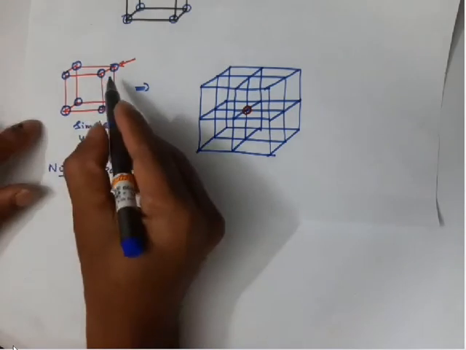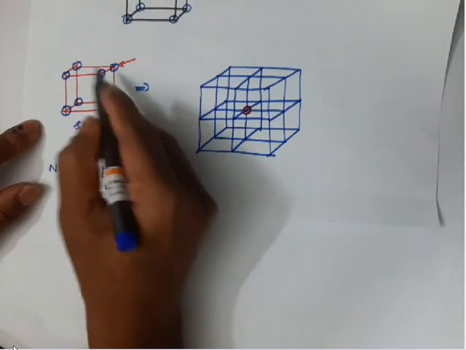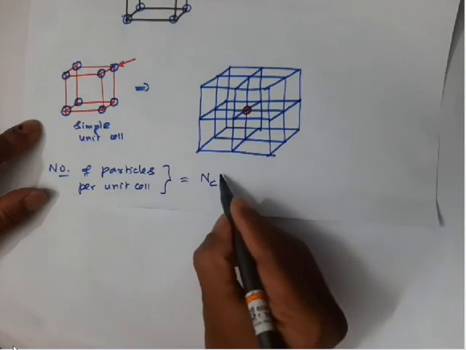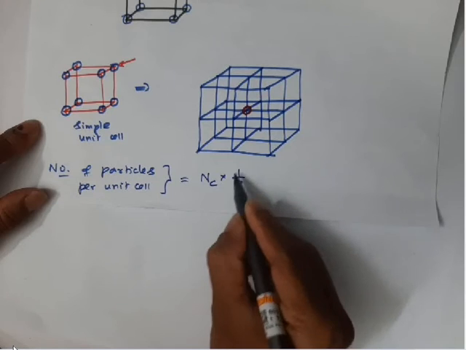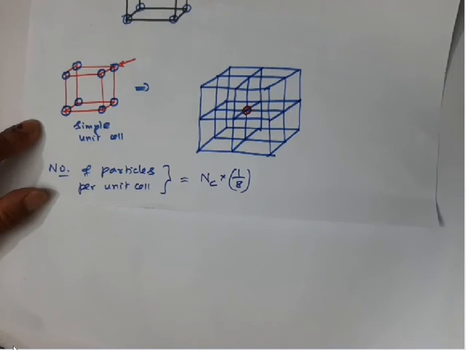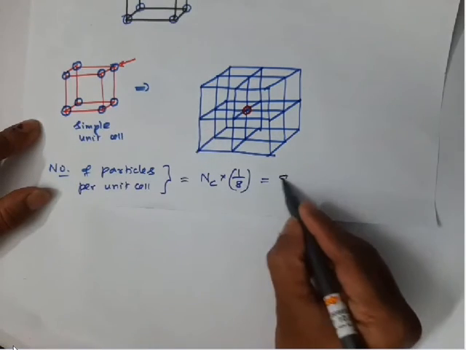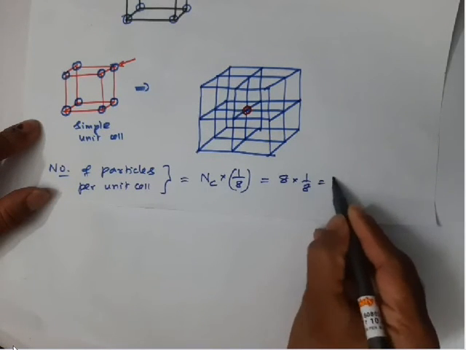Now, how many corners are there for a unit cell? We have 8 corners. So, number of corner atoms into the share of each corner atom, each corner atom is shared by 8 unit cells, so you have to multiply by 1 by 8. And how many corner atoms are there in simple unit cell? We have 8 corner atoms. So, 8 into 1 by 8, you will get 1.